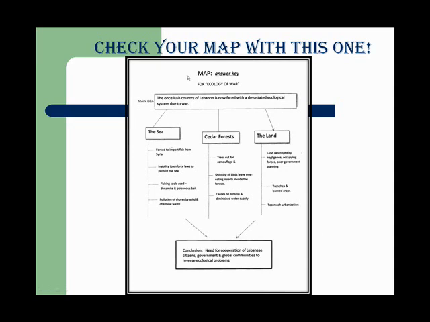Check your map with this one. Here's a map answer key for Ecology of War. The main idea: the once-lush country of Lebanon is now faced with a devastated ecological system due to war. Where did it happen? On the seas. They're forced to import fish from Syria. They have the inability to enforce laws to protect the seas. The fishing tools are dynamite and poisonous bait, and pollution of the shores by solid and chemical waste.